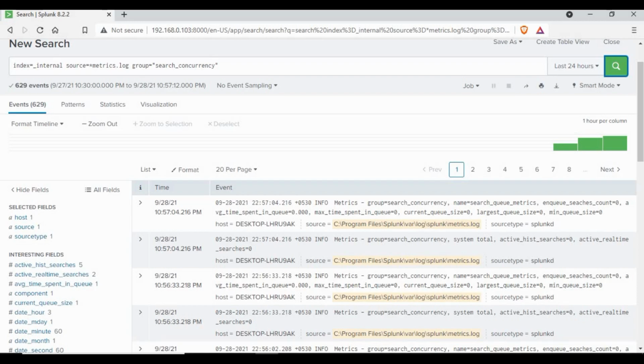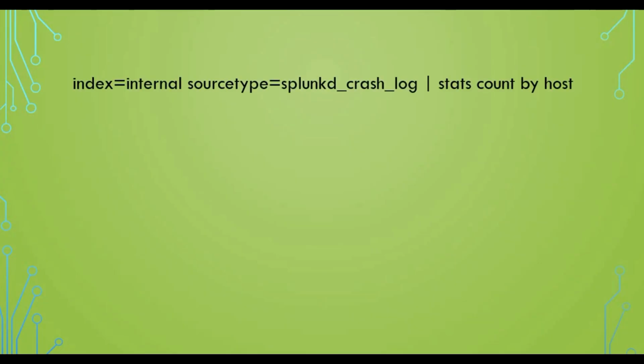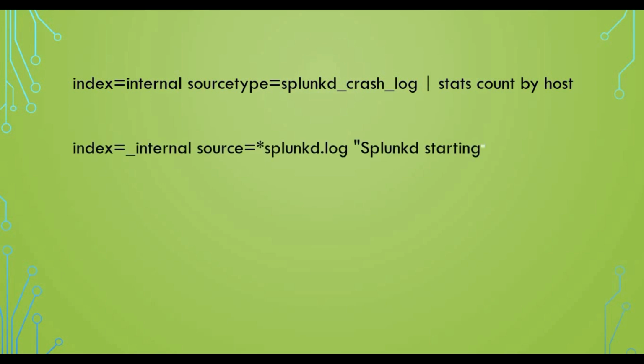Another scenario is that your Splunk instance may crash. You can use a query where the source type is splunkd_crash.log, and it will tell you how many times the Splunk instance has crashed. You may also want to find out when the Splunk instance was restarted, or when the server was last restarted. You can use splunkd.log with the statement splunkd starting.